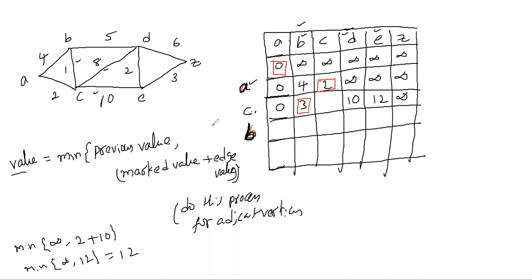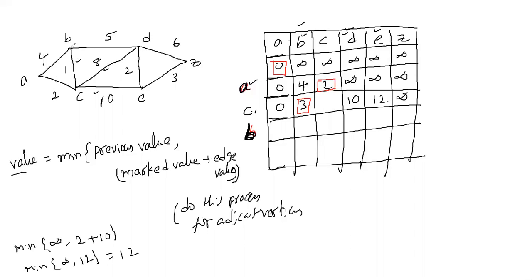So now for B, what are the adjacent vertices? We will see. For the B, A you don't take, already is there. C you don't take, you don't go back again. So now what is there? B to D.